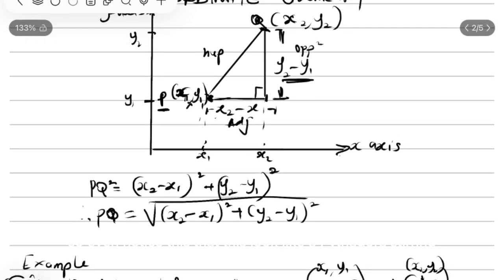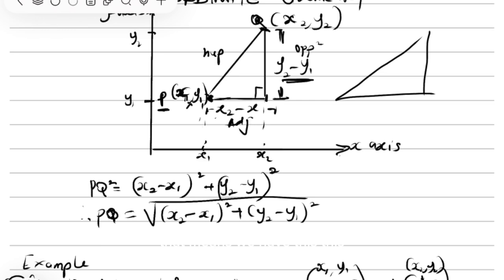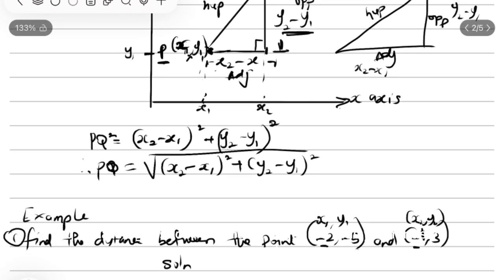If you notice, this looks like Pythagoras' theorem. This is our hypotenuse, this is opposite, and this is adjacent. So we know that this is our y2 minus y1 and this is our x2 minus x1. That's how we got this: PQ squared equals (x2 minus x1) squared plus (y2 minus y1) squared. The square root of that gives us the distance between P and Q.